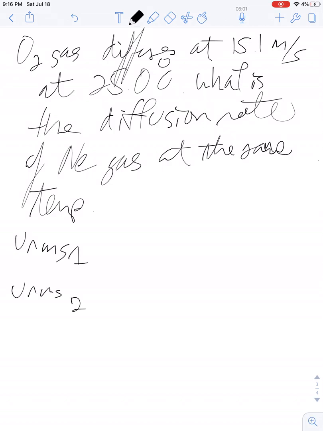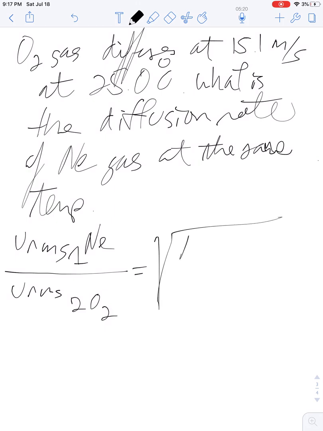Okay? Now, since we're solving for the diffusion rate, it would probably be easier if we called gas 1 neon, because then it'll automatically be in the numerator, and we call the oxygen gas 2, and therefore the molecular mass of gas 2 up here over the molecular mass of gas 1.